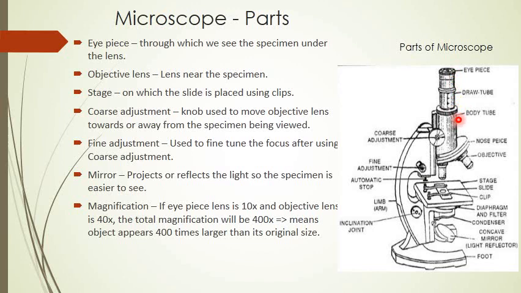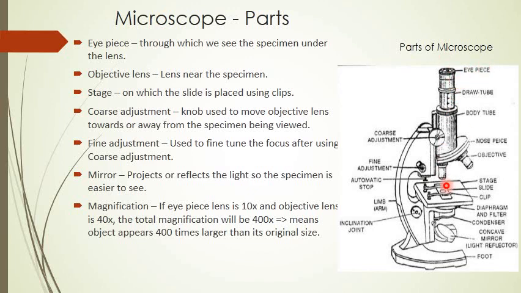This is the body of it, and this is the objective. The objective has a lens inside it, as we have the eyepiece lens inside the eyepiece. Here also we have a lens. The objective lens, why is it called the objective lens? Because it is near the object. We keep the object here, right? So it is near the object, that is why it is called the objective lens. This is near the eye, that is why it is called the eyepiece.